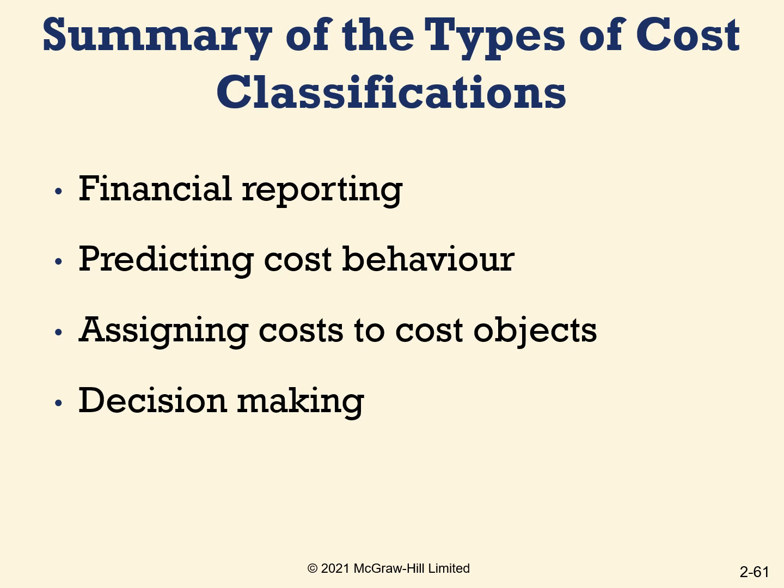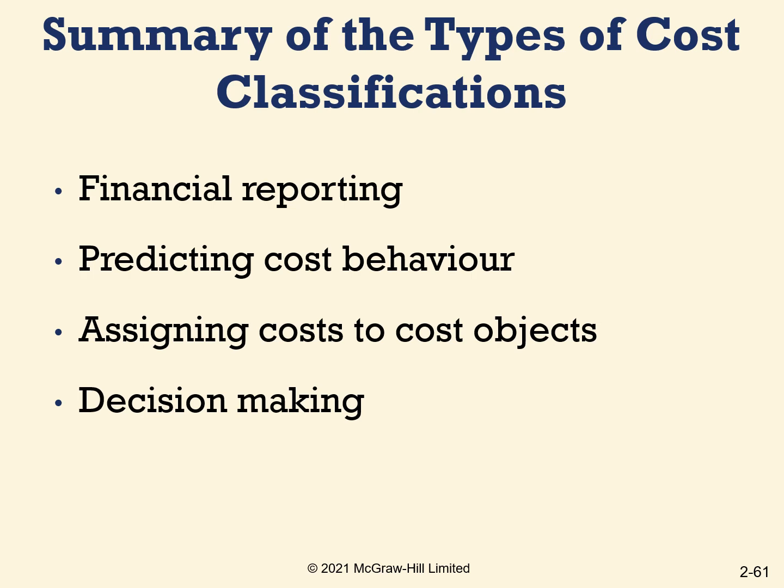So to summarize, we have our different types of cost classifications we learned about. We looked at financial reporting: our product costs and our period costs. Remember, the product costs were our direct materials, direct labor, and manufacturing overhead. Then we had our period costs, which were our selling and marketing costs and administrative costs. We also looked at predicting cost behavior, with variable and fixed costs. We looked at assigning cost to cost objects by whether they were direct or indirect. And lastly, we looked at our decision-making costs: differential costs or differential revenues, opportunity cost, and sunk cost.